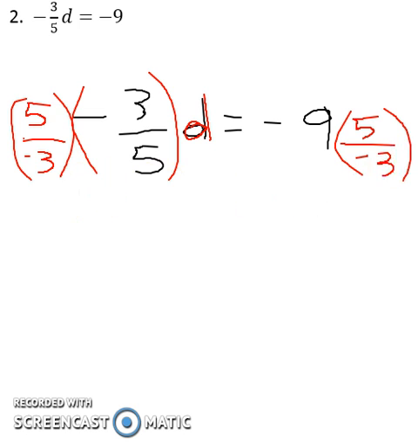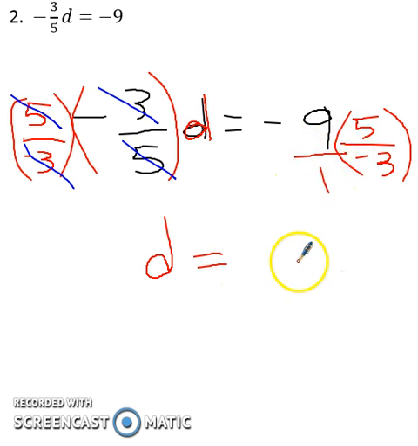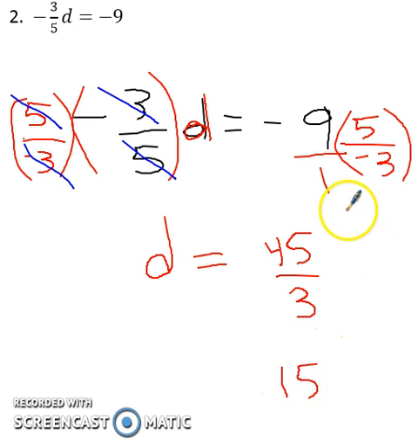What that does for us is that gives us a 5 over 5, which cancels. And it gives us a negative 3 over 3, which cancels. And that leaves us with the d all by itself. And now we have negative 9 over 1 times 5 over negative 3. So we can think about this in two ways. We can think about this as negative times negative is positive, and we get 45 over 3, which is equal to 15.